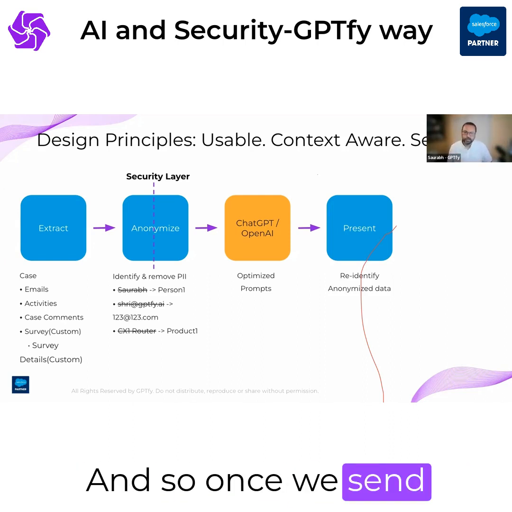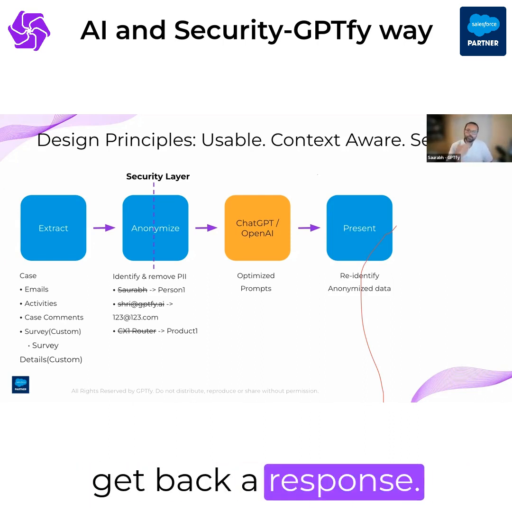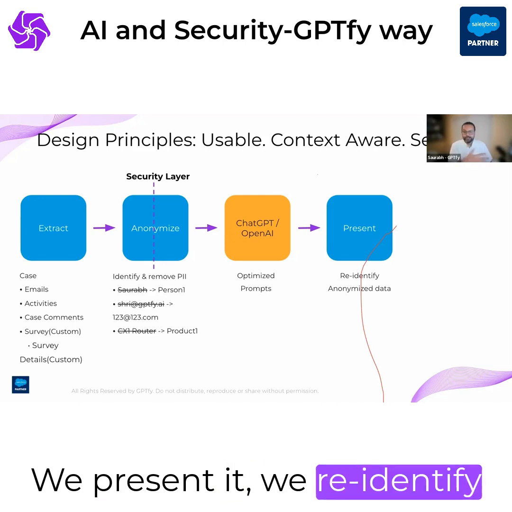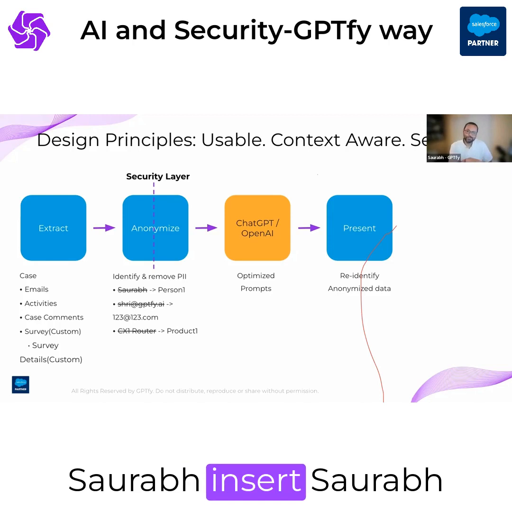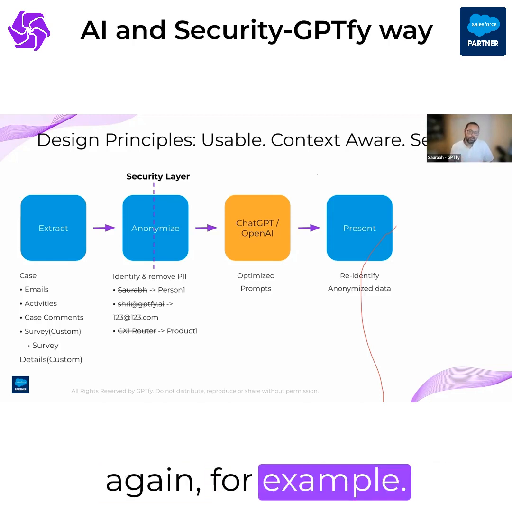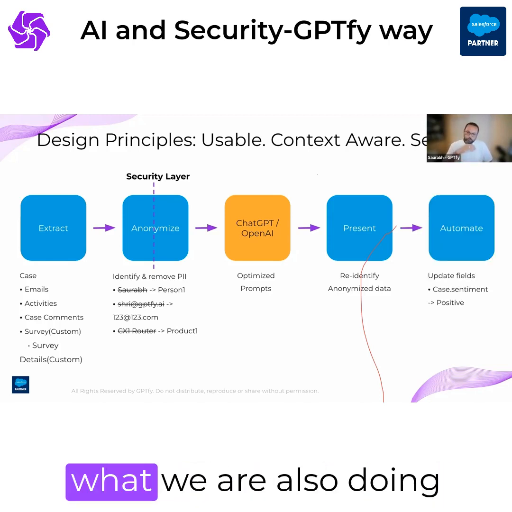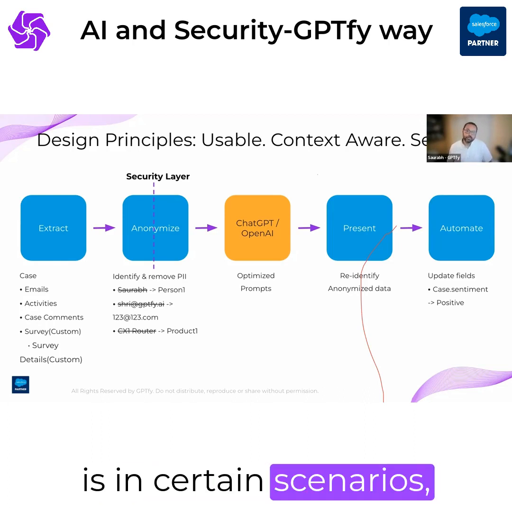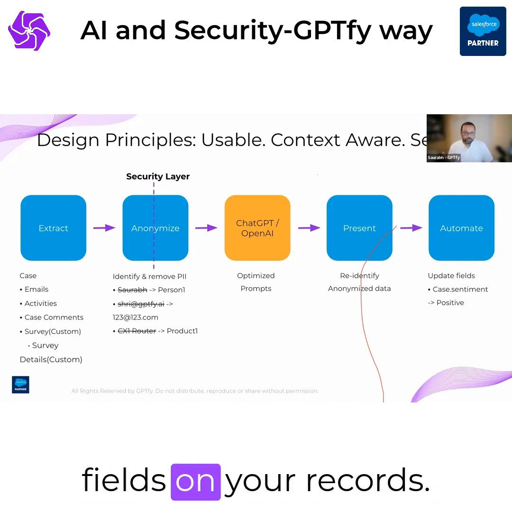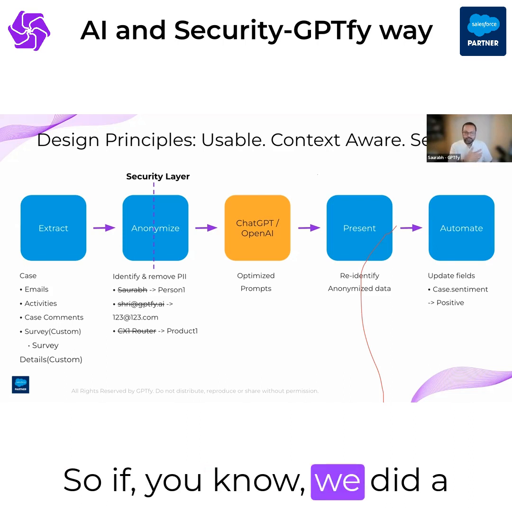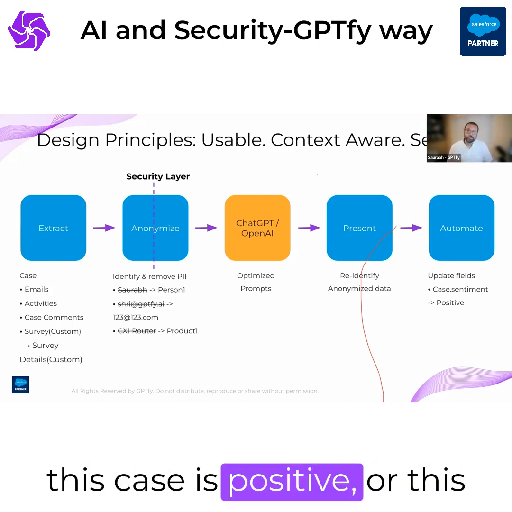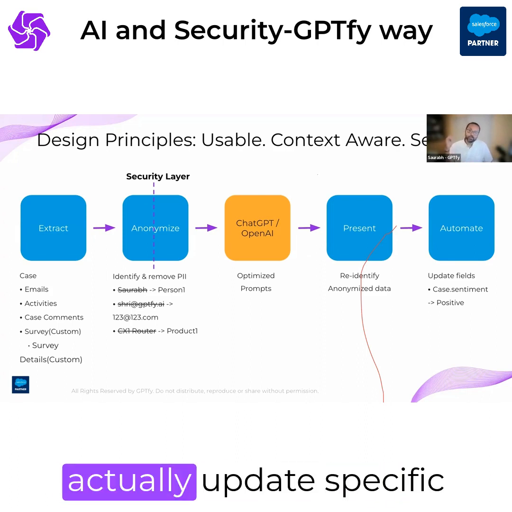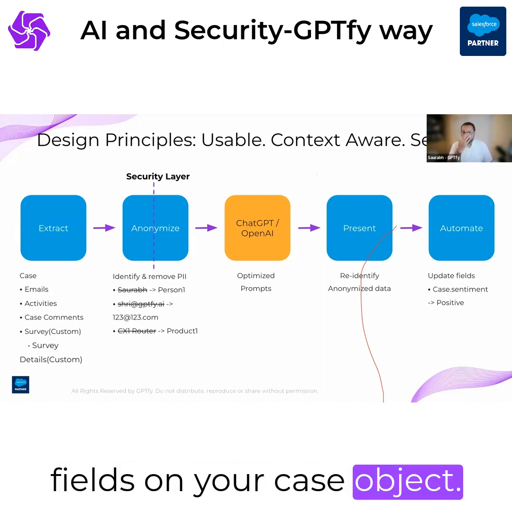And so once we send it to ChatGPT, we get back a response, we present it, we re-identify that anonymized data. So where it said person one for Saurabh, we insert Saurabh again, for example. And in addition to this, what we're also doing is in certain scenarios, we are able to update fields on your record. So if we did a sentiment analysis and it came back and it said, hey, this case is positive or this case is negative, we can actually update specific fields on your case object.